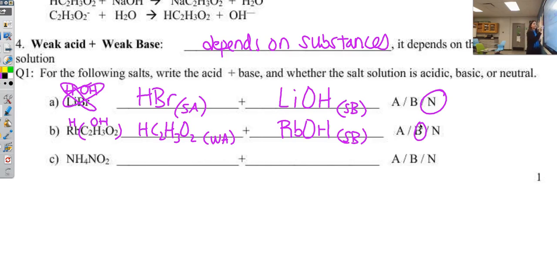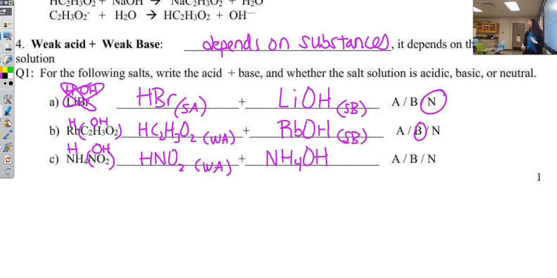Okay, NH4NO2. So obviously we're going to have our break right there. I have HOH. Okay, let's do our acid first. What's the acid? HNO2. That's called, not nitric acid, nitrous acid. Strong or weak? Weak. Nitric would be strong. NO3 would be strong, but NO2 is weak. And what's our base?